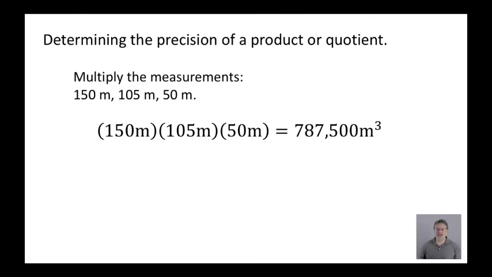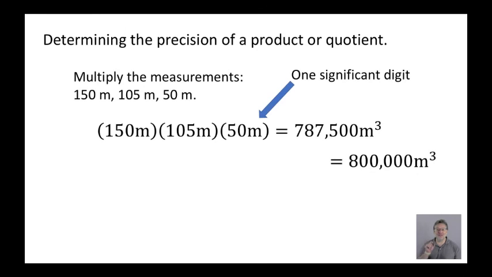Well, the way to do that here is to round 787,500 cubic meters to simply 800,000 cubic meters. That reflects that one significant digit there of the 8. Everything else is a set of zeros. We've rounded to the nearest 100,000 cubic meters, which is appropriate to the precision given by that third item there, 50 meters.